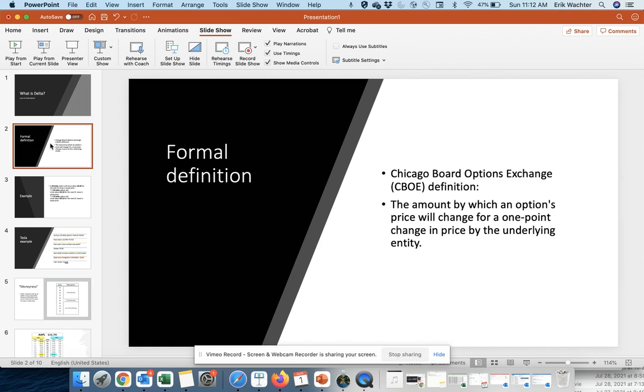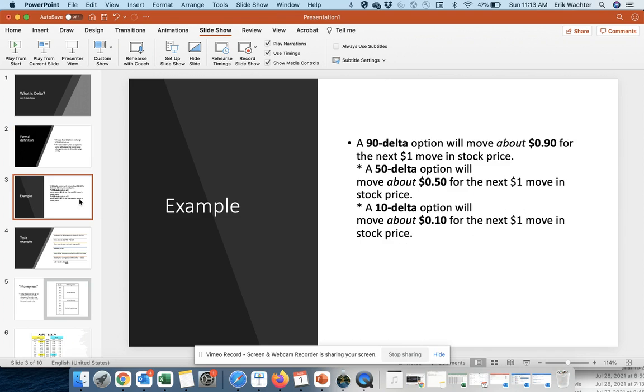Here's the formal definition of delta by the Chicago Board Options Exchange. Delta is the amount by which an option's price will change for a 1-point change in price by the underlying entity, which is the stock. That sounds a little confusing, so let's break it down further with an example.